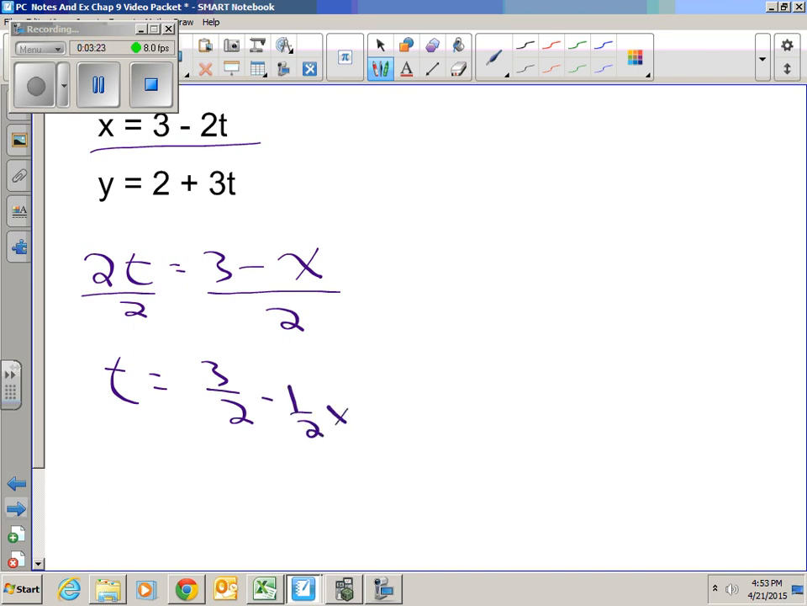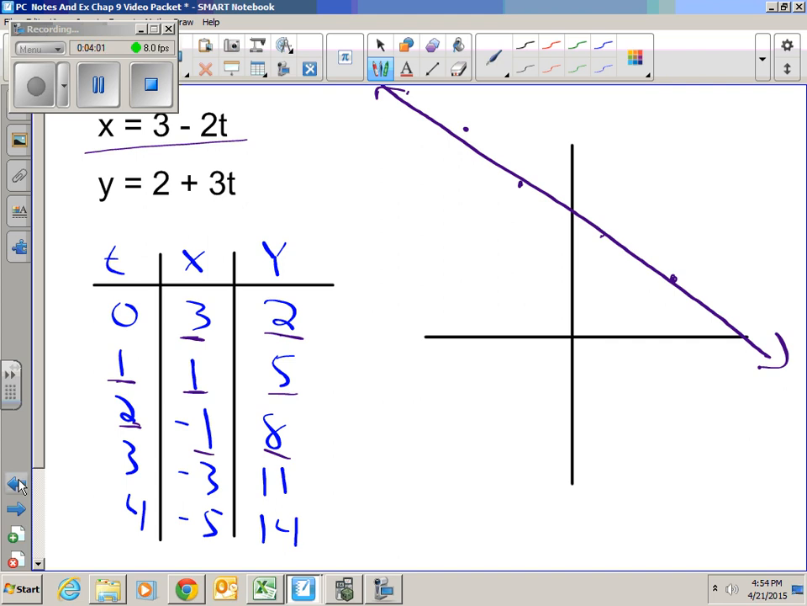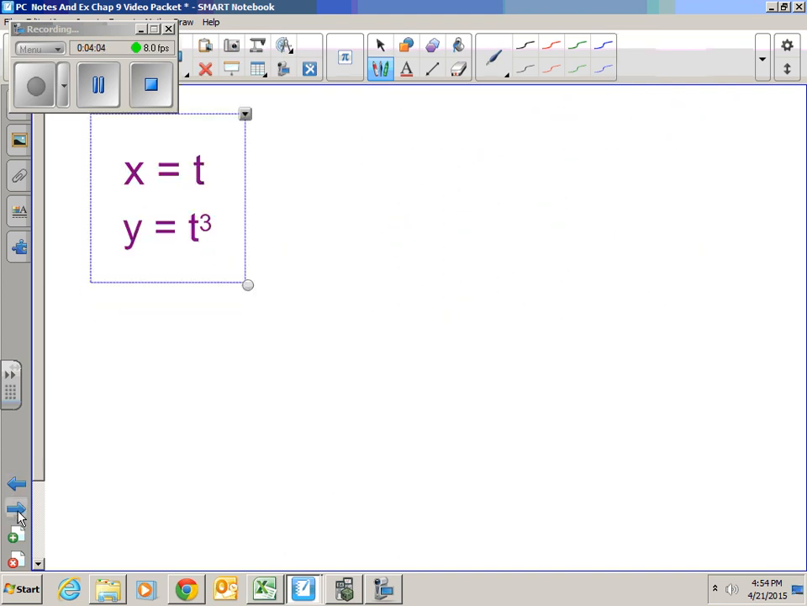I'm now going to take that t and plug it into my other equation. So y equals 2 plus 3 times t. Well, t was 3/2 minus 1/2 x. So this then becomes y equals 2 plus 9/2 minus 3/2 x. Well, 4.5 plus 2 is 6.5. So y equals -3/2 x plus 6.5. On my rough sketch, we can look back at my original graph. Does that make sense? Sure. Not bad.